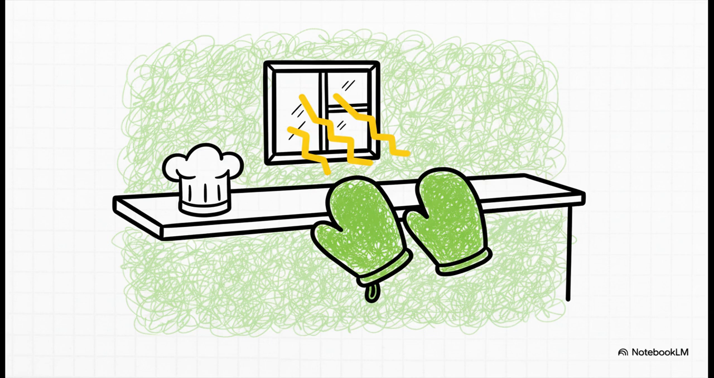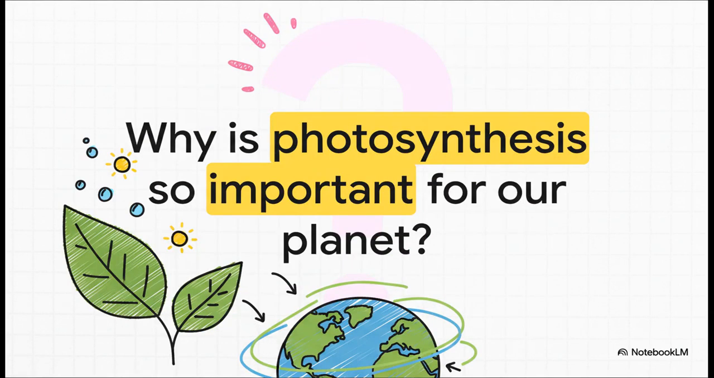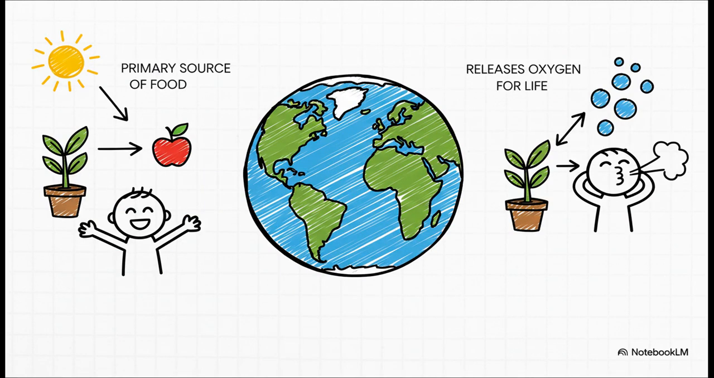So, we now know what photosynthesis is and what it needs to happen. But let's think bigger for a moment. Why do we even care so much about this one process? I mean, it's just something that happens inside a leaf, right? Why is it so important for all of us and for the entire planet? Well, its importance is huge. It's difficult to even explain how important it is.